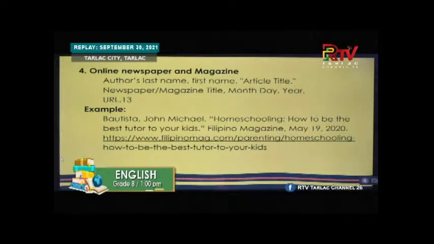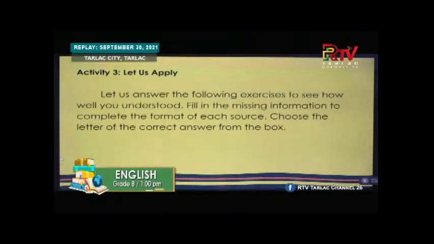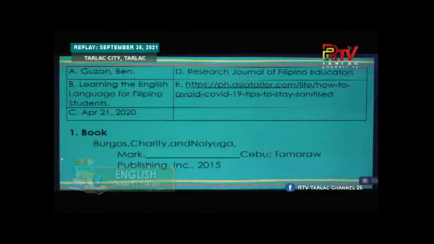Okay, let us go now to the application. We will only have the first 2 numbers. Let us answer the following exercises to see how well you understood. You're going to fill in the missing information to complete the format of each source. You are going to choose the letter of the correct answer from the box. For number 1, there's a missing information here. Burgos Charity and Nolioga Mark, blank, Cebu Tamaraw Publishing Incorporated 2015. So what could be the missing information?